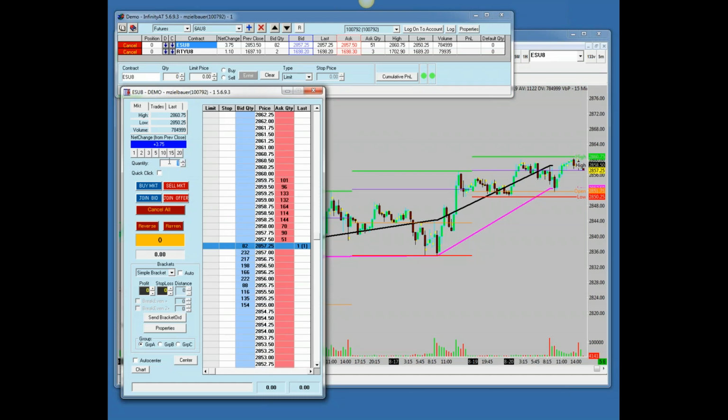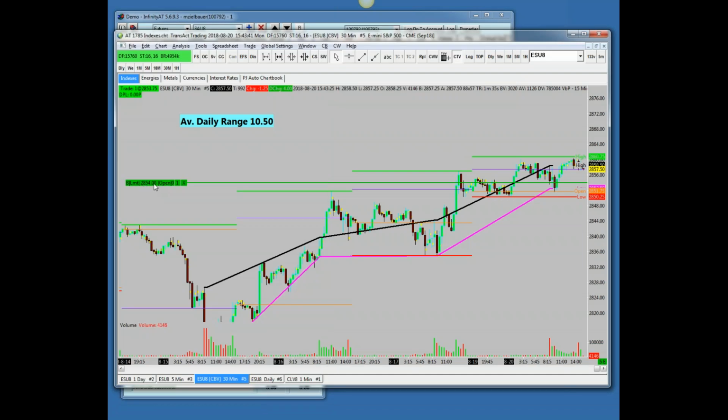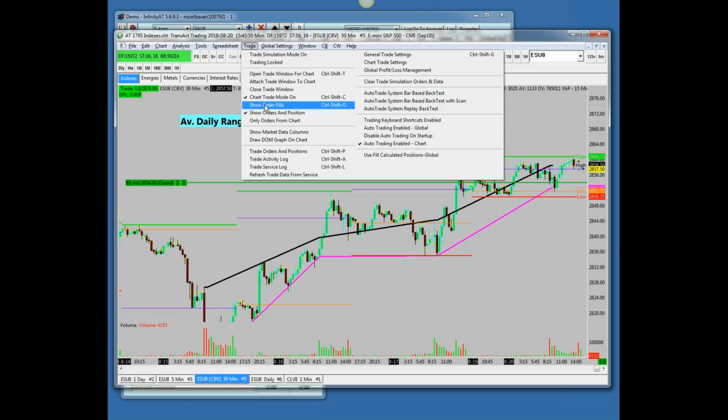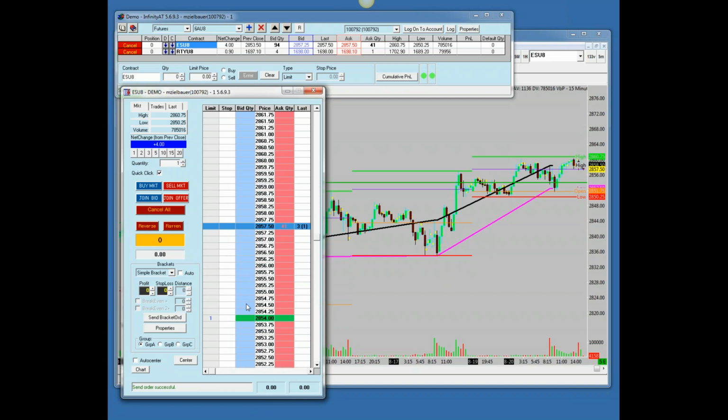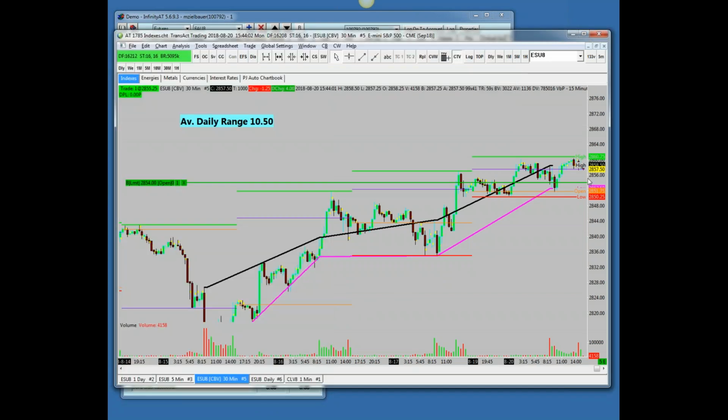I'm going to select quantity of one contract. I like having quick click enabled, which is just one click order management to enter and exit an order. What's a nice even number? Let's try to put a buy limit order at 28.54 even. I am just left clicking on that axis and bam. You can see right here, I have a buy limit order currently resting at that exact price at 28.54. So once again, I selected trade. I selected chart trade mode on, and then also show orders and positions just to show my open orders. Placed a trade off of the DOM at 28.54 even, and it populated on the chart.